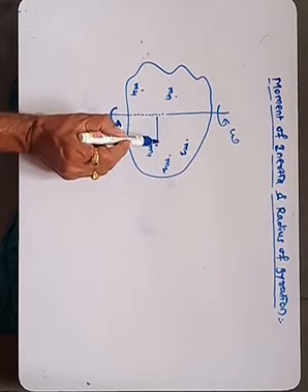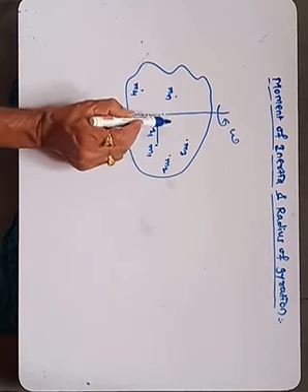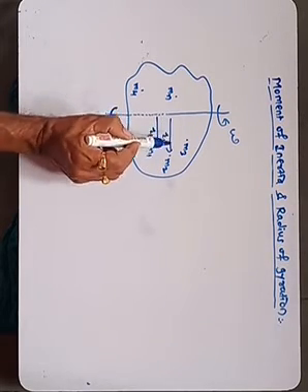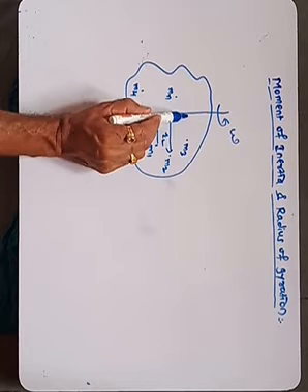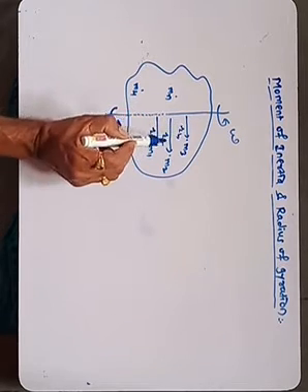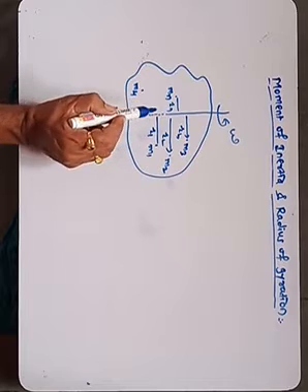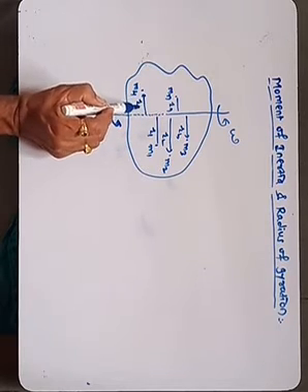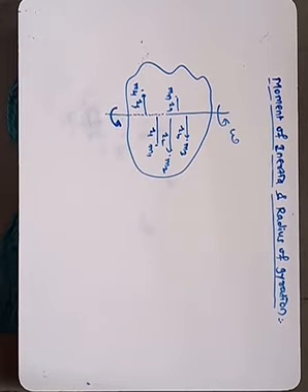Suppose these are the distances r1, r2, r3, r4, and rn. These are the distances of all particles from the axis of rotation.